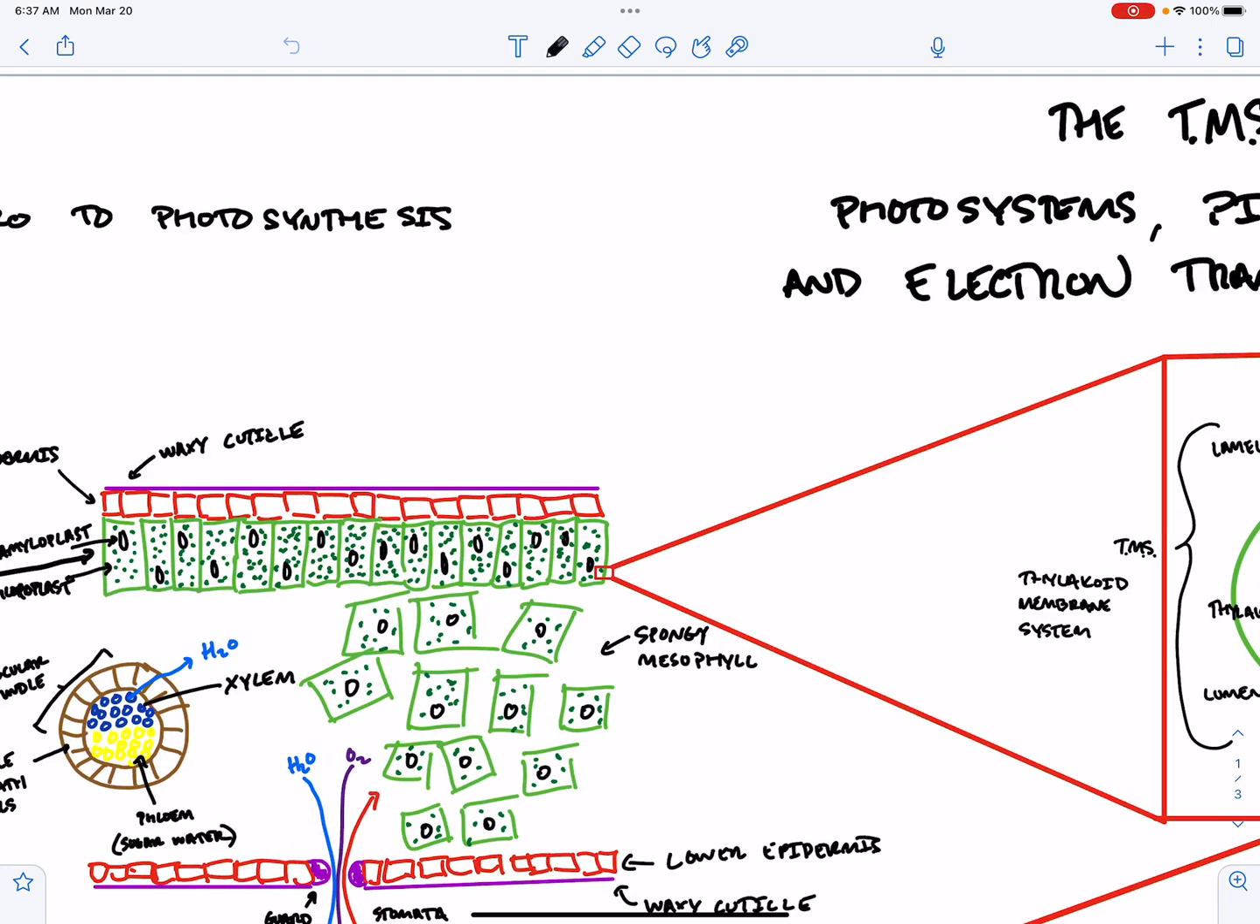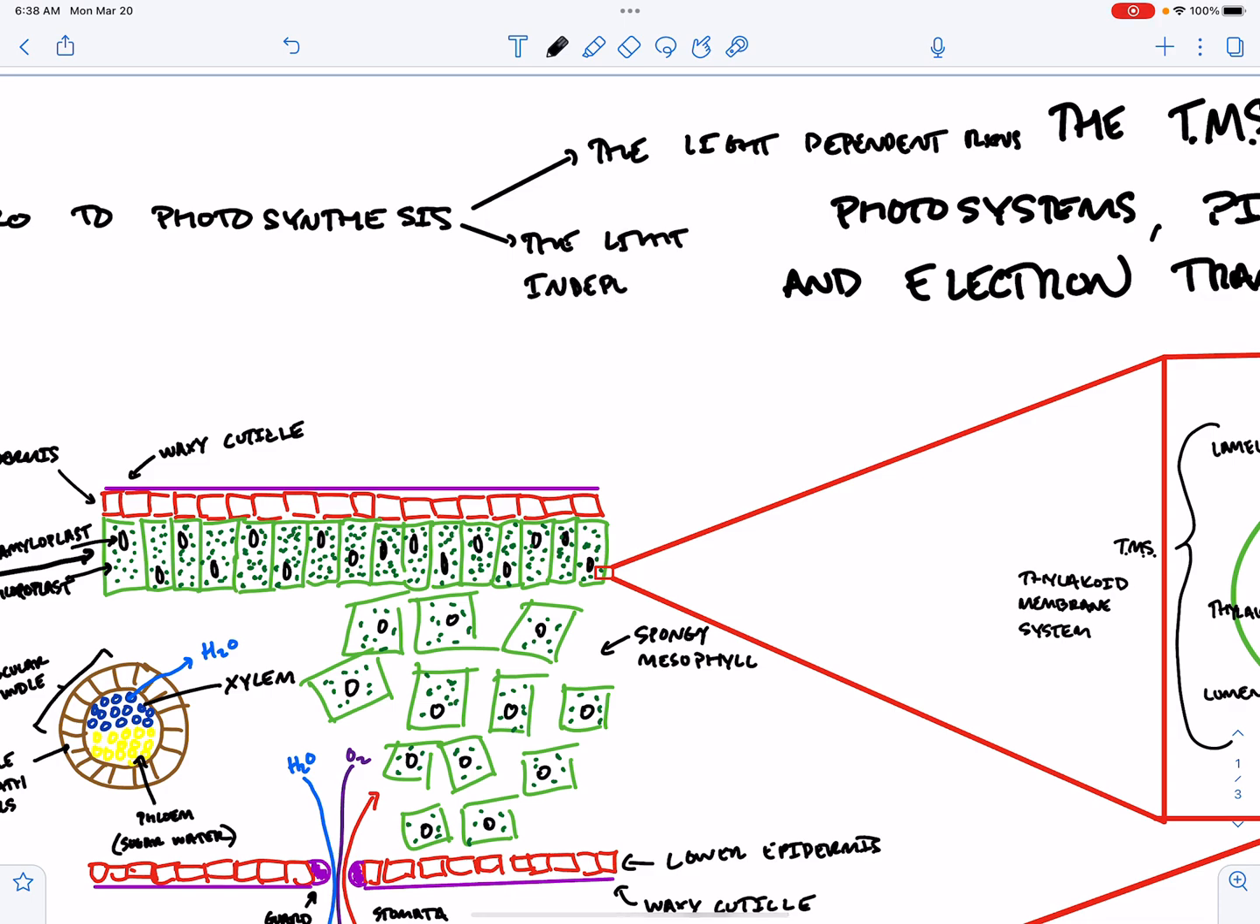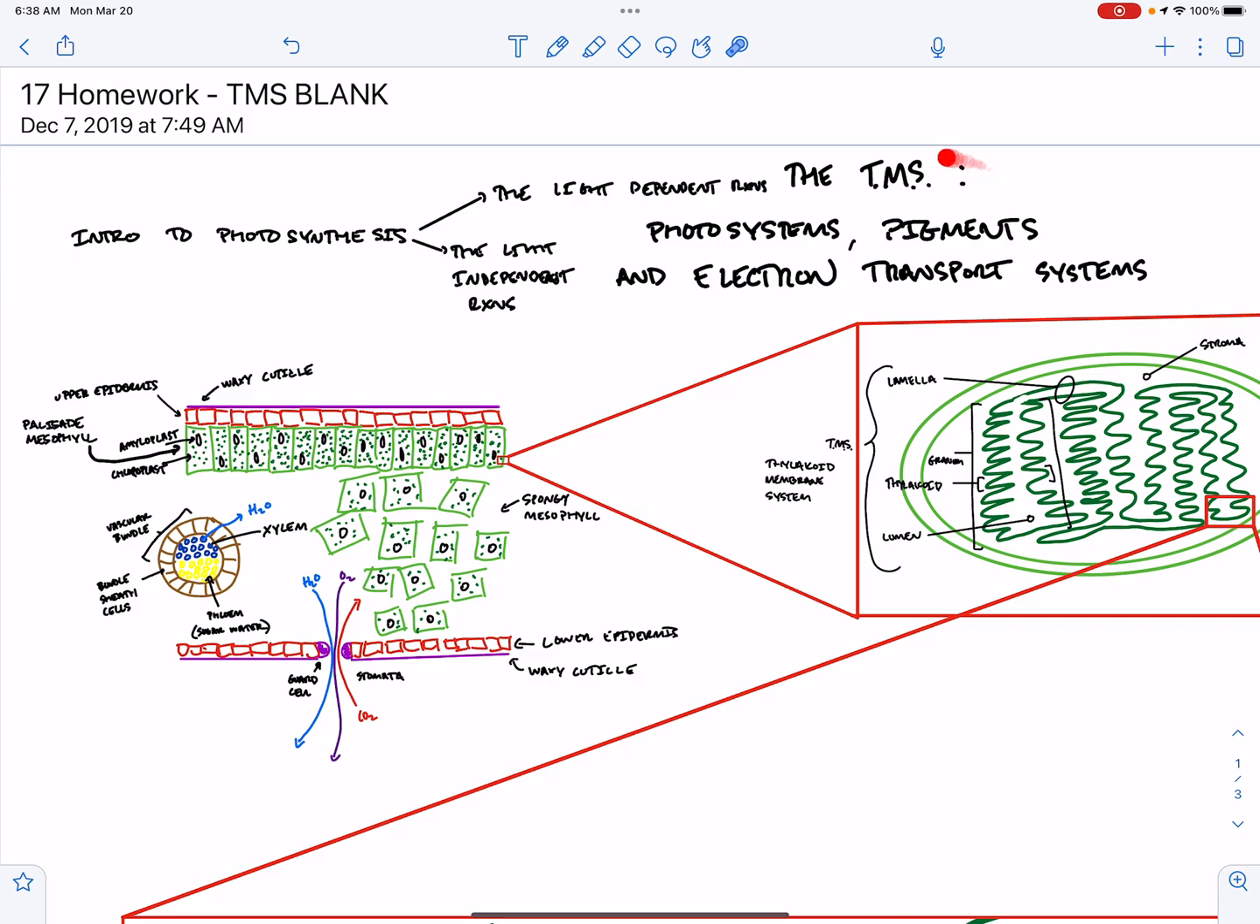This is actually, there are two reactions in photosynthesis, the light-dependent reactions and the light-independent reactions. And this is a screencast about the light-dependent reactions, which are happening within the thylakoid membrane system.